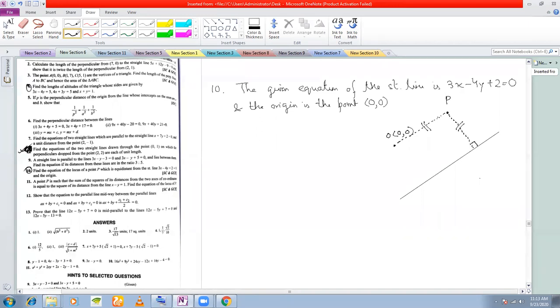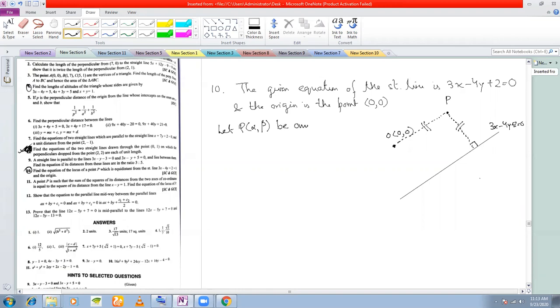So always remember, when you are attempting problems on locus, this is how you will proceed. The origin is given, and this straight line, the equation is given to be 3x minus 4y plus 2. Whenever a problem on locus is given, we first assume, let P(alpha, beta) be any point on the locus.